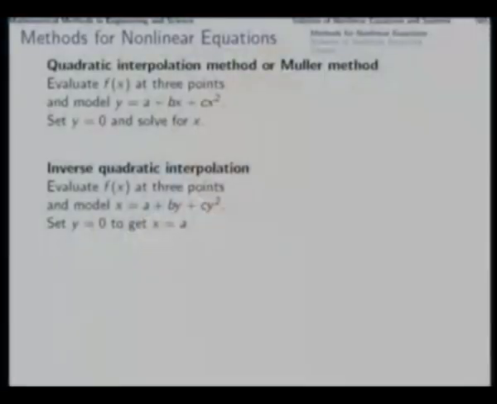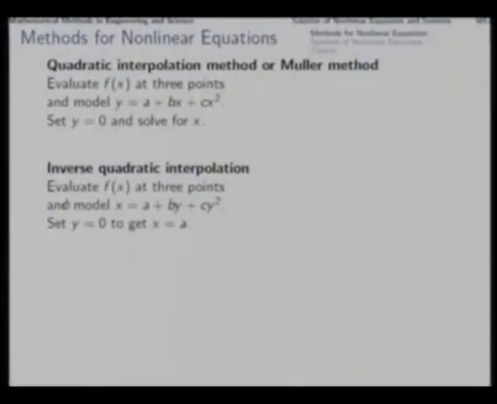In comparison to that, there is another method which is called inverse quadratic interpolation, which is found to be much more straightforward. From the same 3 points that you start with, do not frame y as a quadratic expression of x, but x as a quadratic expression of y, and then for y equal to 0 you get x equal to a. Take that value of x as the fourth point, and again out of the 4 points available, drop 1, retain the 3 best and continue. This is called inverse quadratic interpolation.